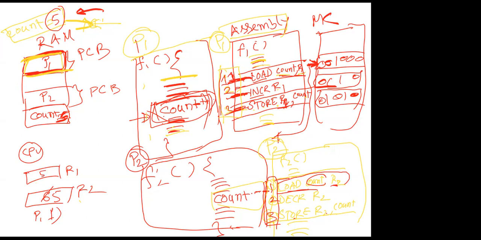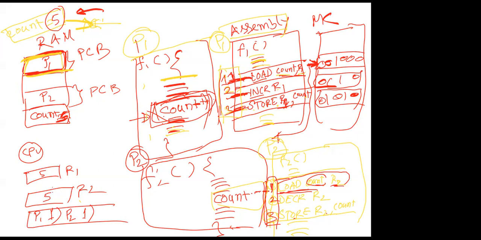Then P1 is preempted by the CPU, and P2 executes line number 1. What will P2 do? P2 will load the count value to the R2 register. The count value is currently 5, so P2 will store the count value 5 in R2 as well.